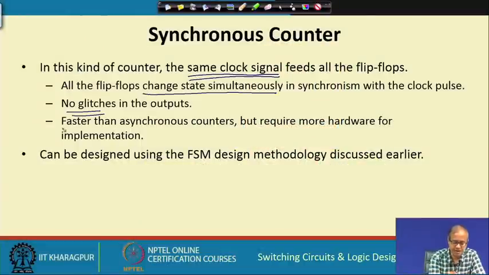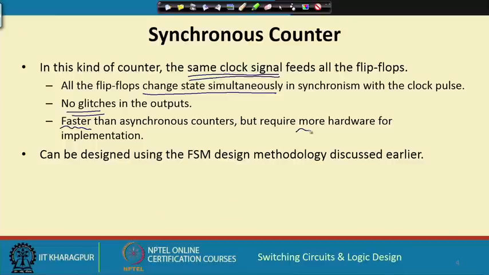Such counters are typically faster than asynchronous counter because there is no rippling effect, but the drawback is that it needs more hardware.